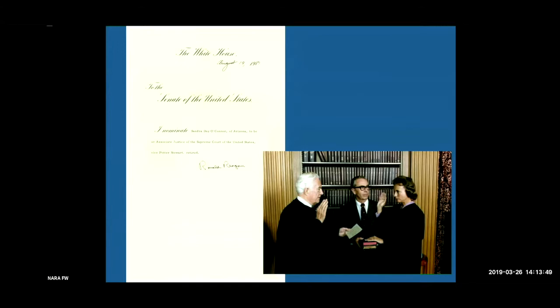President Reagan, when he campaigned to be president of the United States, one of the things that he wanted to do was to nominate the first female Supreme Court justice. And as you can see through this document, he carried out that promise and did nominate Justice O'Connor. So he was able to do that.